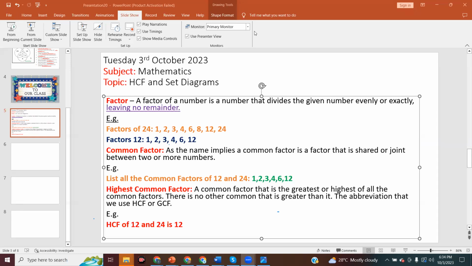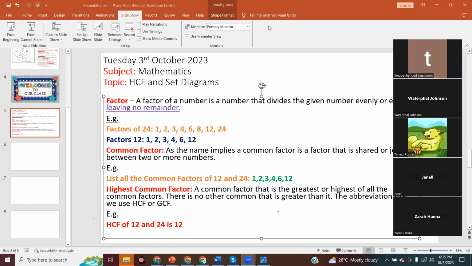Janelle Scavallo, are you there? Yes, sir. What is the highest common factor of 12 and 24? 12. Say it again. What is the highest common factor of 12 and 24? 12. Very good, it's 12. Okay, can we move from this slide? Yes, sir. Okay, good.